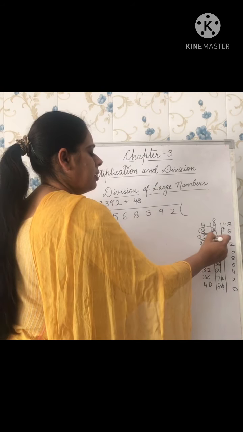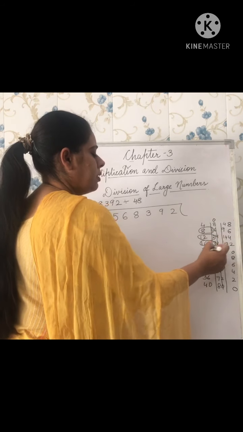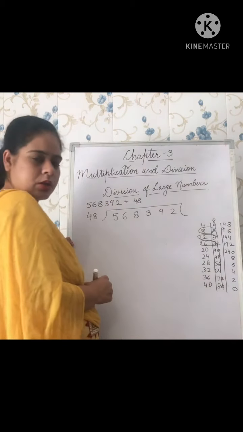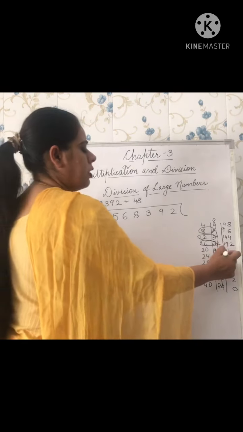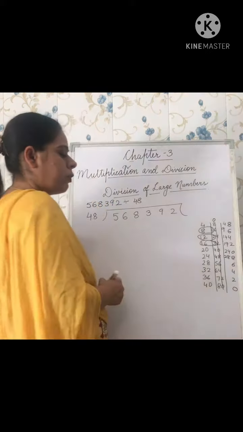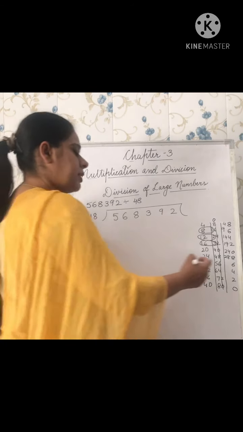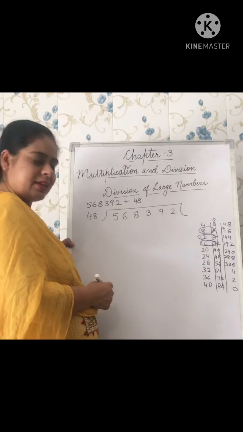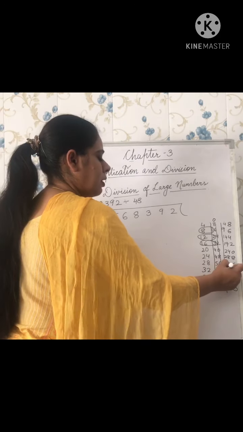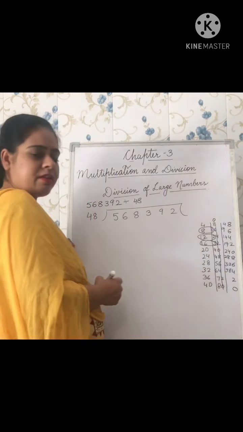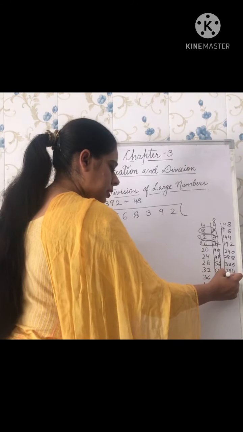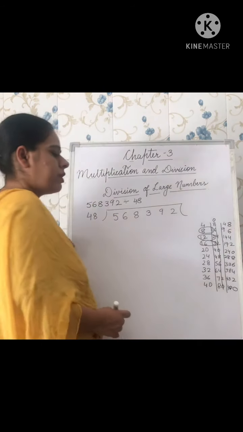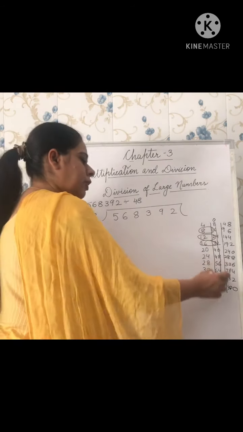16 plus 3 is 19, 20 plus 4 is 24, 24 plus 4 is 28, 28 plus 5 is 33, 32 plus 6 is 38, 36 plus 7 is 43, and 40 plus 8 is 48. With this we have written the table of 48.